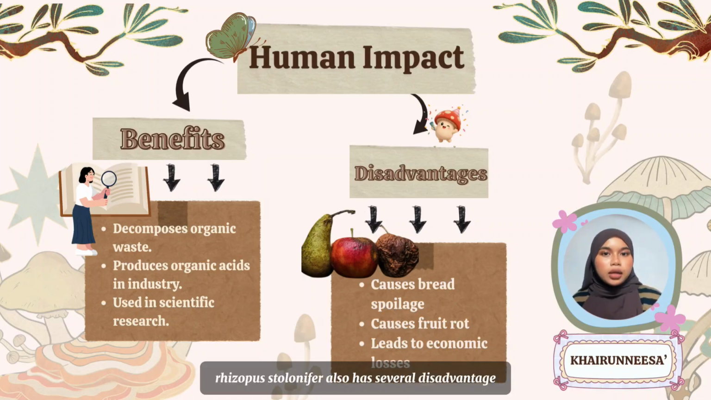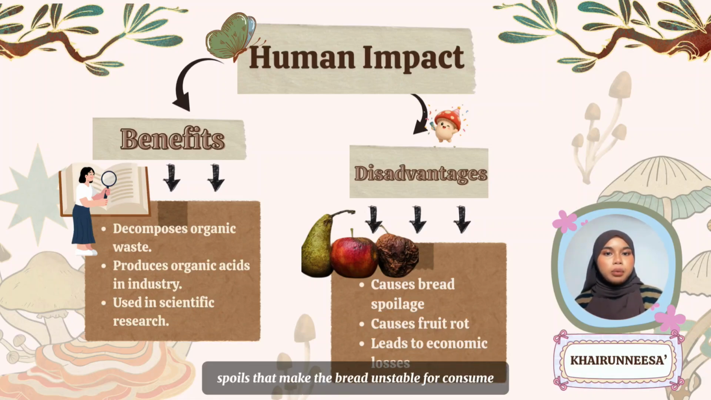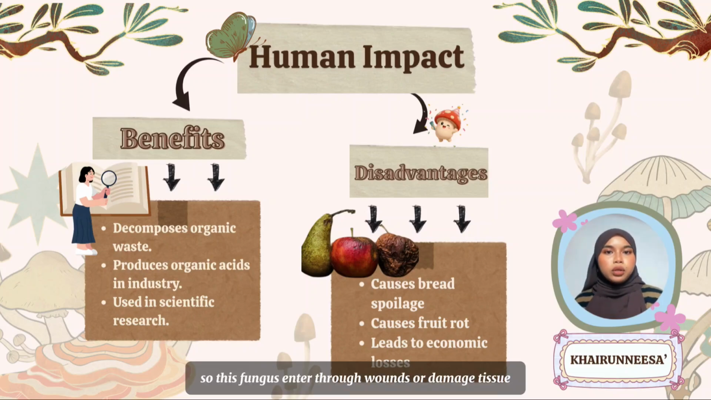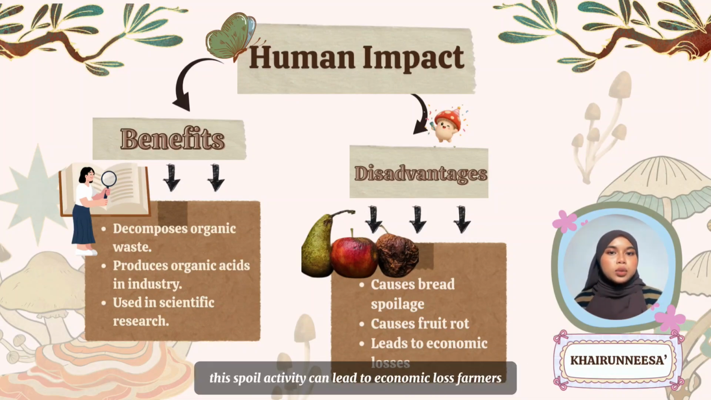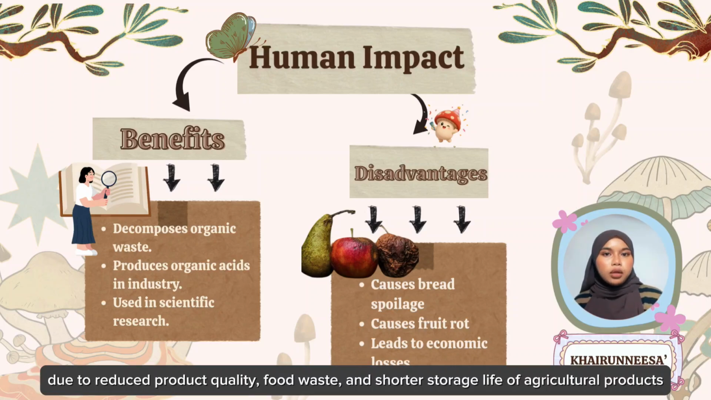But however, Rhizopus stolonifer also has several disadvantages. It is well known for causing bread spoilage, so the fungus grows rapidly on moist bread, producing bad spores that make the bread unsafe to consume. Besides that, it also causes fruit rotting, especially in fruits such as strawberries, peaches, and also tomatoes. So this fungus enters through wounds or damaged tissue. As a result, this spoilage activity can lead to economic loss. Farmers, food manufacturers, retailers, and also consumers may experience financial loss due to reduced product quality, food waste, and shorter storage life of agricultural products.